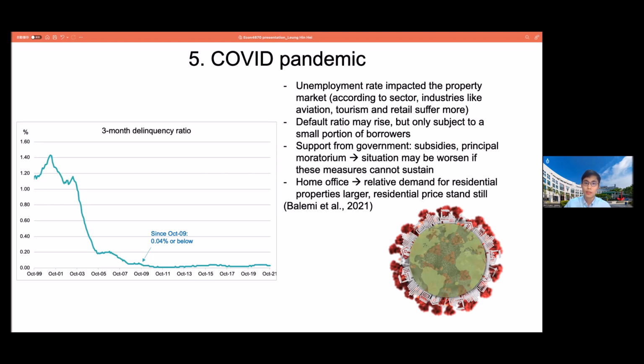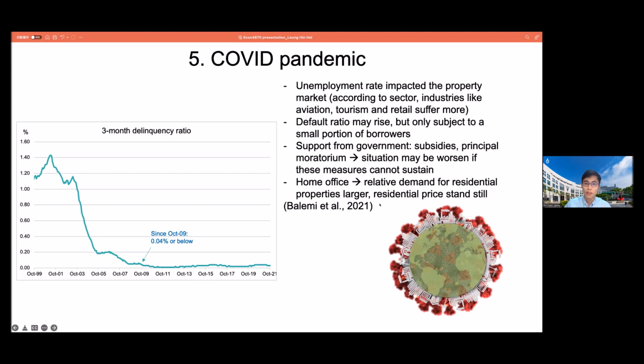And there was also some support from the government, for example the principal moratoriums. Individuals who cannot repay their loans can defer the loan repayment. So the scholars worry that the situation may worsen if these measures cannot be sustained.